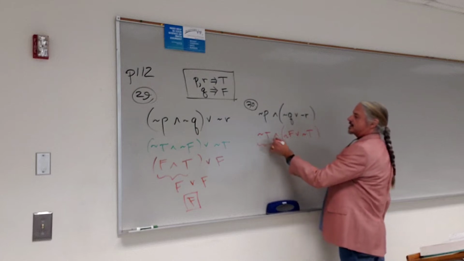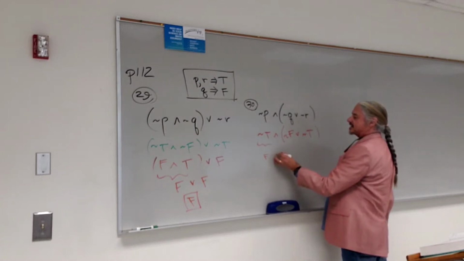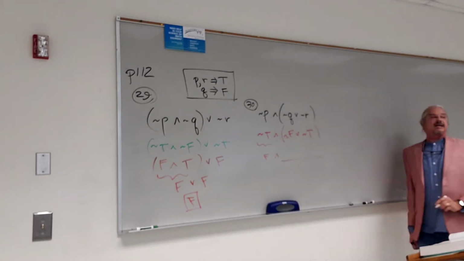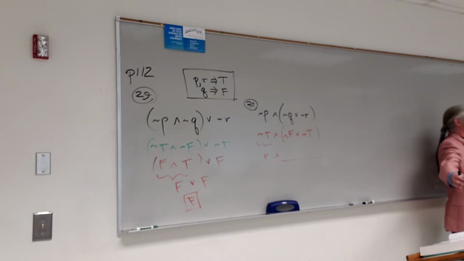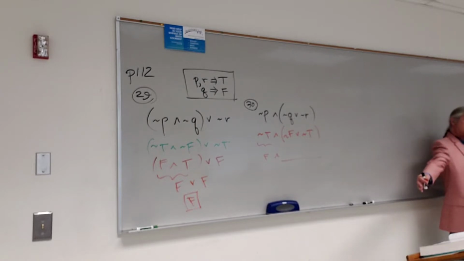As soon as you see not true in an and statement, I don't care what that is. Ren, you asked for this one. Is that making sense? As soon as you see part of an and statement is false, the whole thing is false. Why? Look at your table.